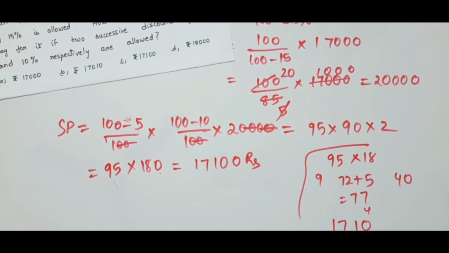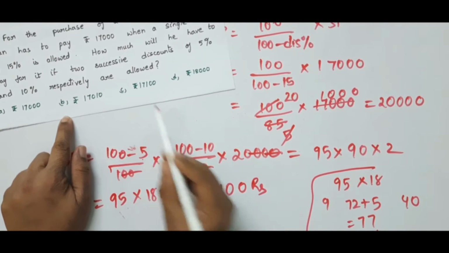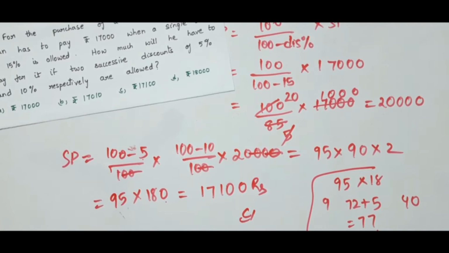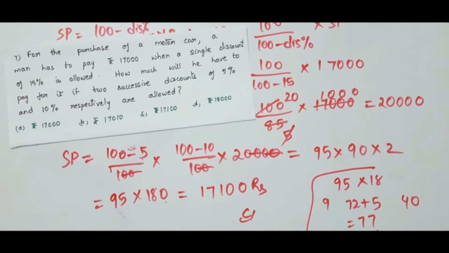Let us go to the options and check where it is. In the options, it is option C. In this way, you have to solve the problem. To find the selling price for two successive discounts, we need the market price. When we have the market price, then only we can find the selling price for two successive discounts. Using the hints given in the problem, find the market price and then find the selling price for this type of problems.